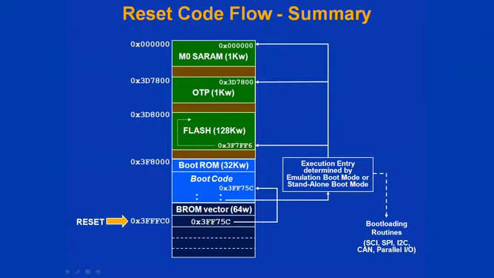In summary, the reset code flow is as follows. The reset vector is fetched from the boot ROM. Then, the execution entry is determined by emulation boot mode or standalone boot mode. The boot mode options are M0 SARAM, OTP, Flash, and bootloading routines.